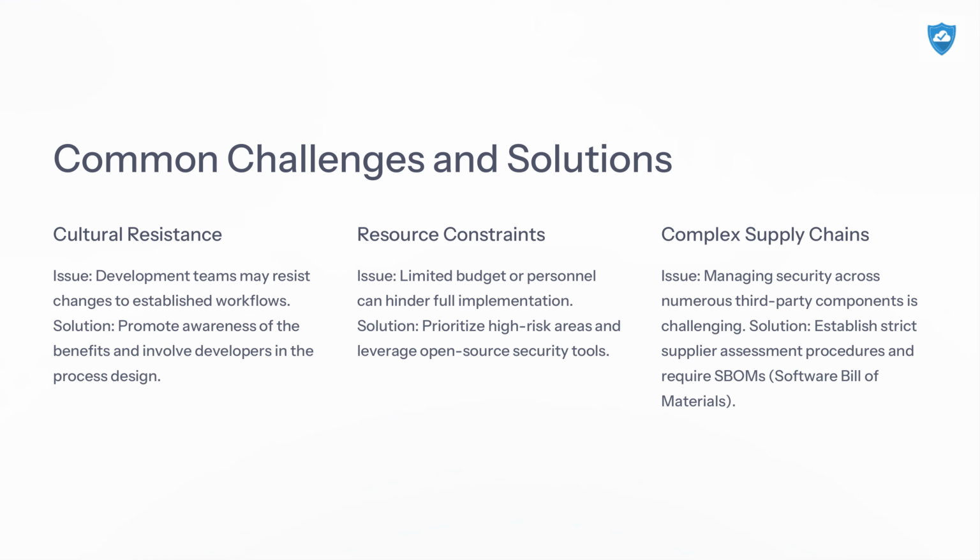In such cases, it is advisable to prioritize high-risk areas and make use of open-source security tools to maximize limited resources effectively. Furthermore, complex supply chains bring their own set of issues, particularly in managing security across numerous third-party components. To mitigate these risks, establishing strict supplier assessment procedures and requiring software bill of materials from vendors can offer greater visibility and control over the supply chain's security.